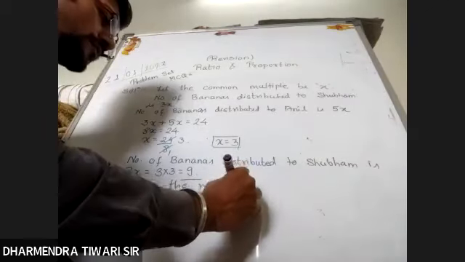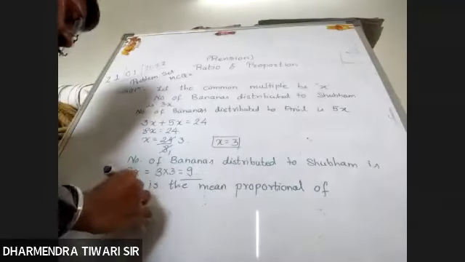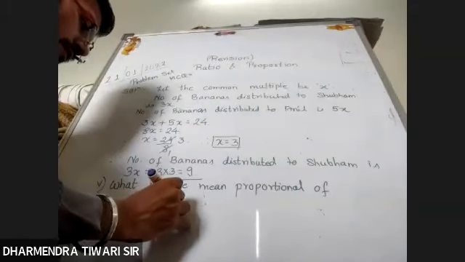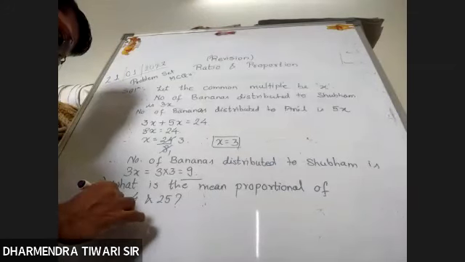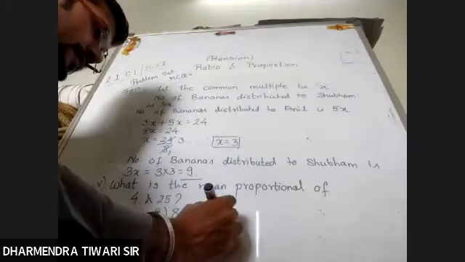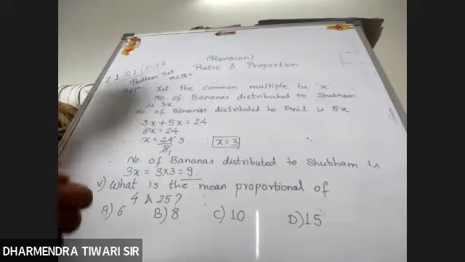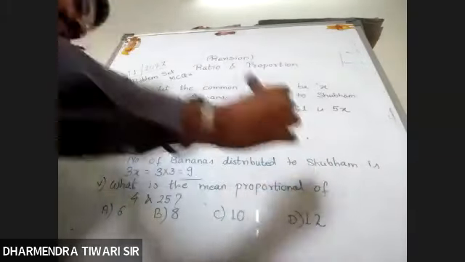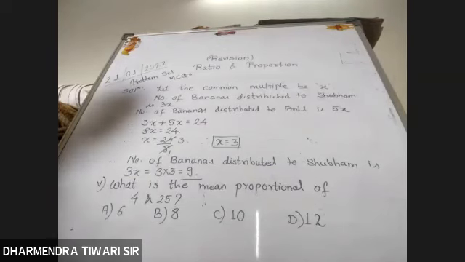What is the mean proportional of 4 and 25? Options given are 6, second option is 8, third option is 10, and fourth option is 12. So how to deal with this problem? It's very simple. Just apply whatever concept we have done in the last 2 days, meaning today and yesterday.